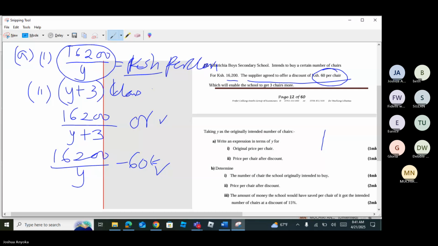Part B. The number of chairs the school originally intended to buy. Here we must form equations.